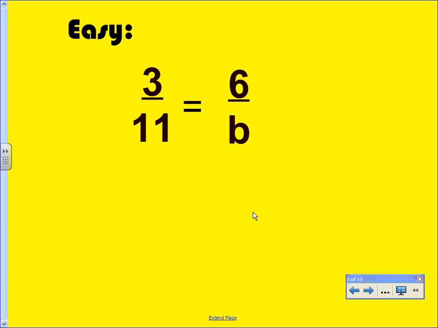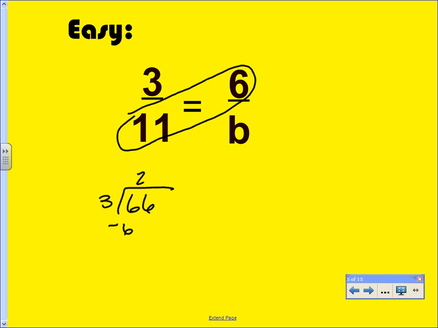So let's keep going. This one's a little bit easier because you can see that 3 times 2 is 6, so 11 times 2 will be 22. But let's go ahead and solve it with the other method just so that we can make sure. 11 times 6 is 66, divided by 3 is 22. So B equals 22.